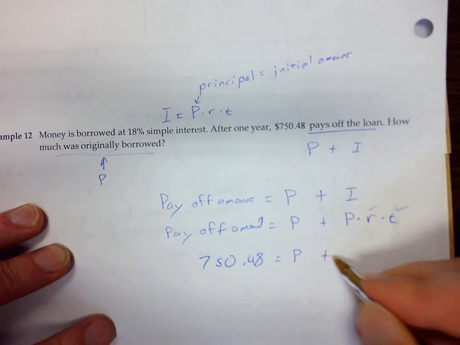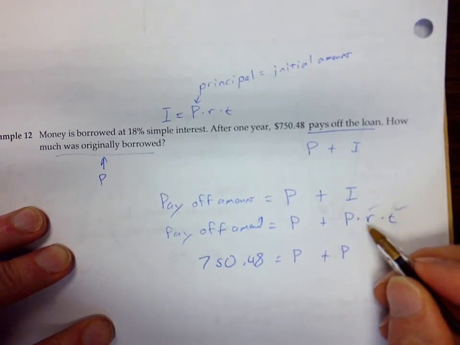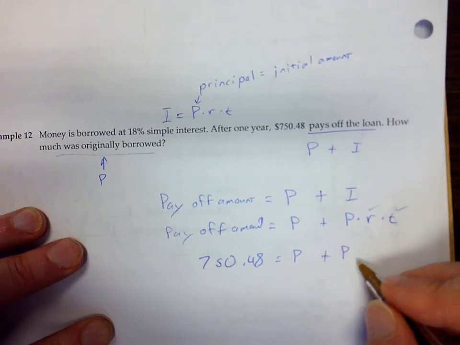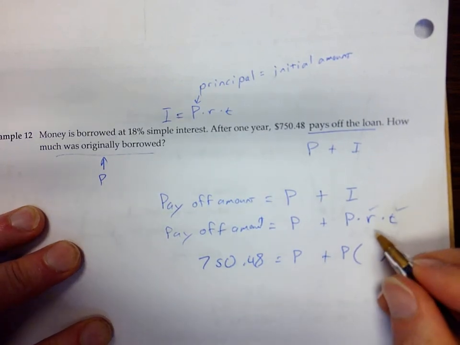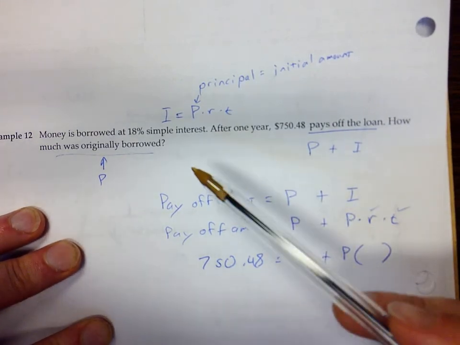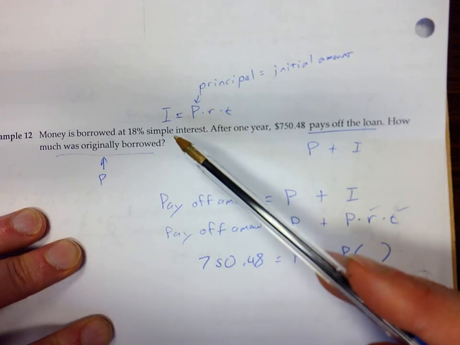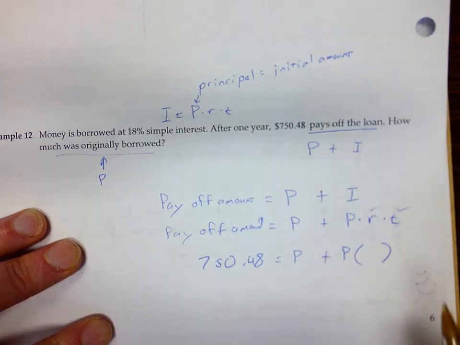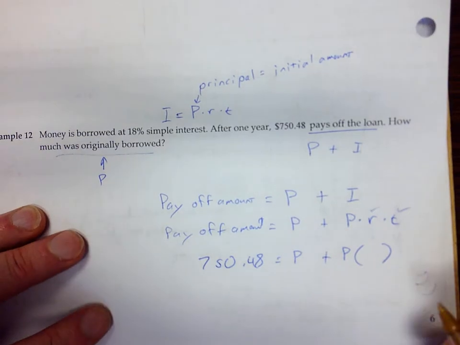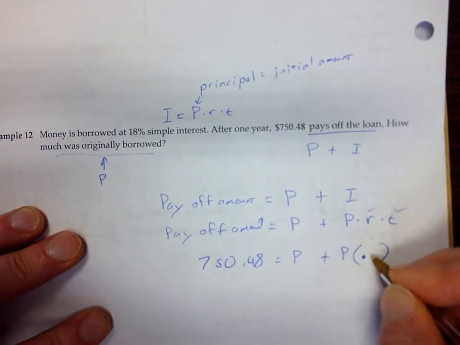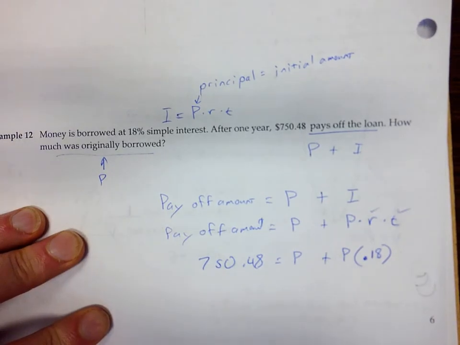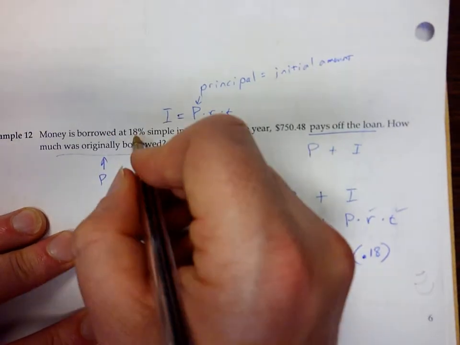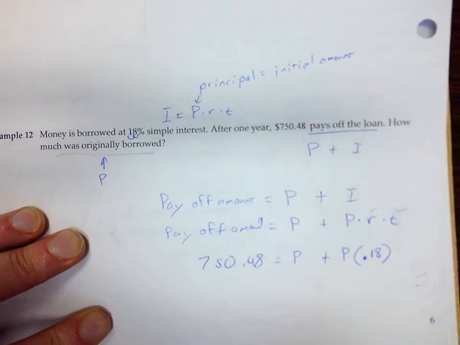We still don't know P, but we do know the interest rate was 18%. So in case you haven't seen it before, you're about to. When we're working with percentages here in our accounting type questions, we're always going to write these as a decimal. In fact, basically anytime we're working in percents in this class, we're going to write them as a decimal. So to do that, you just move your decimal 2 places to the left.